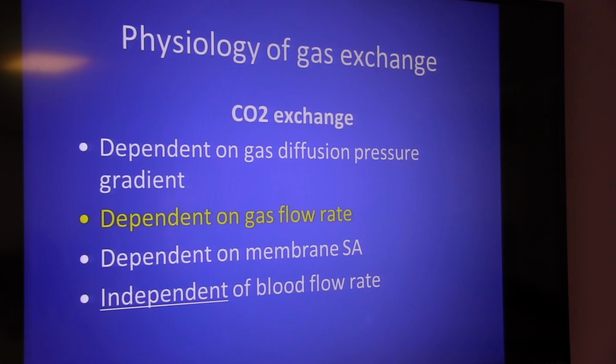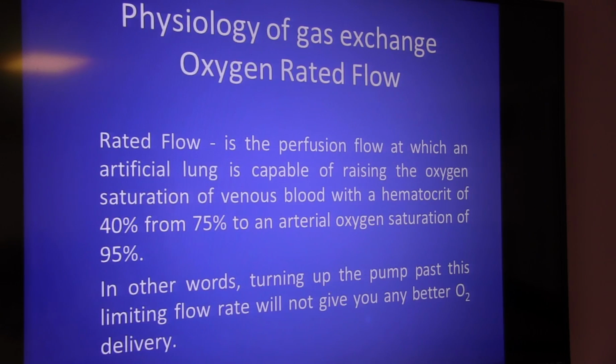And then CO2 exchange, the opposite. So dependent on gas diffusion pressure gradient, most dependent on the gas flow rate and independent of the blood flow rate. And we'll repeat it again.